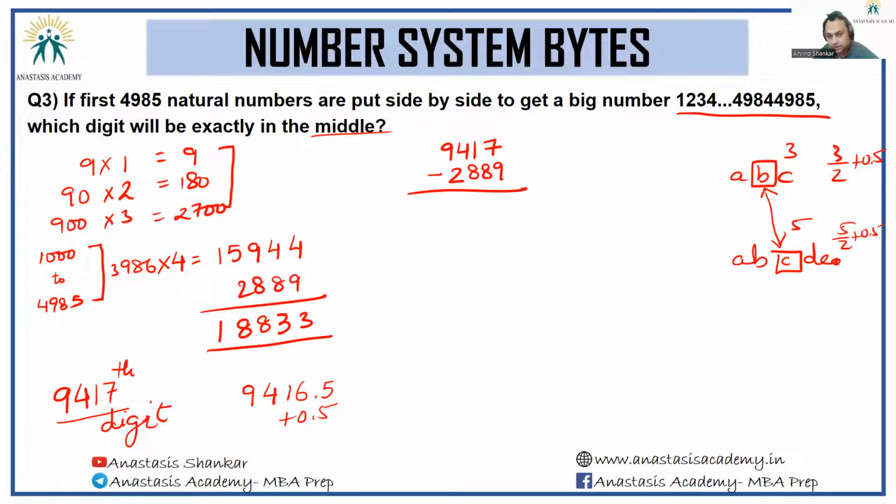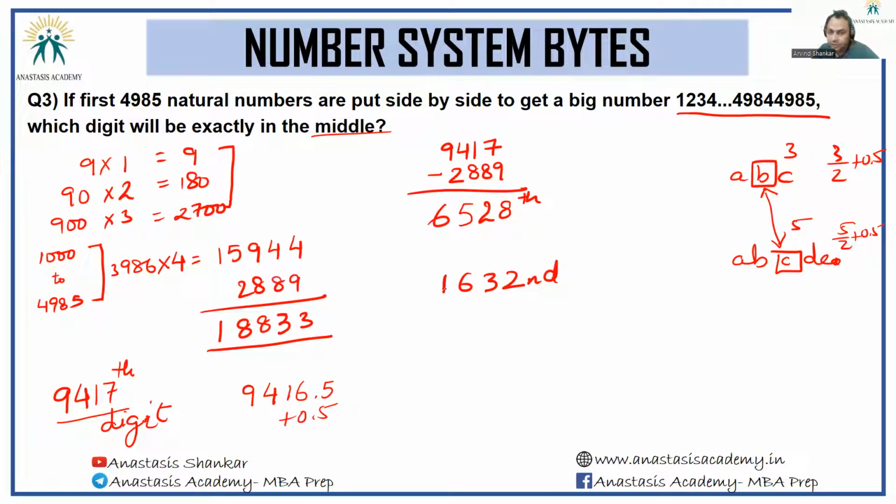2889. 17 minus 9 is 8. 10 minus 8 is 2. 13 minus 8 is 5. 8 minus 2 is 6. Okay. Among the numbers that are 4 digits long, I'm looking for the 6528th digit, which would mean, because every number will now use 4 digits, I can divide this by 4. I'll get 1632.